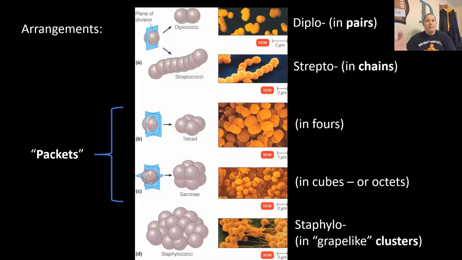Now, these may kind of sound familiar. If you've heard of somebody who had a streptococcus infection, this is what it looks like underneath the microscope. If they have a staphylococci infection, that's what we're looking at down at the bottom. So this gives us an idea of what cells are present, but also the arrangement.